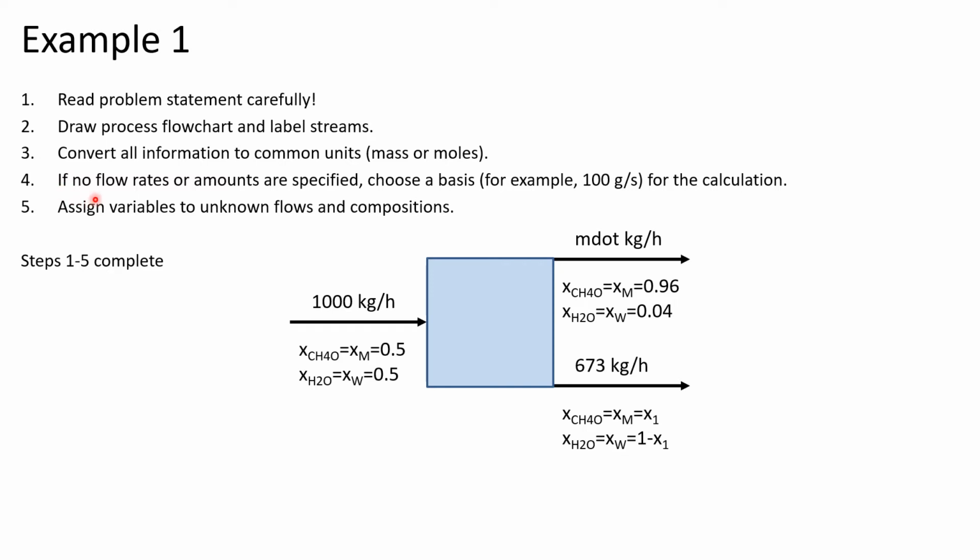For this particular problem, we do have a known flow rate. We actually have 2 known flow rates, so we're not going to have to choose. We won't be given the option of choosing a basis for the calculation. And finally, we did assign variables to the unknown flows and compositions. In this case, we have 2 variables that we introduced. One is m dot for the flow rate of the top stream. The other is x sub 1 for the composition of methanol in the bottom. Let's move on to those next steps in problem solving.